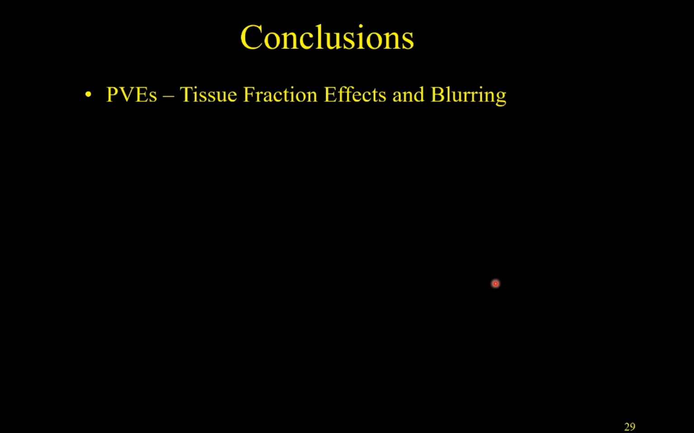So to conclude, PVEs, partial volume effects, take the form of this tissue fraction effect where a given voxel is spanning two different tissue types or two different ROIs, and blurring. Blurring might not be important in MRI, or it might be, depending upon how much T2 star blurring you have. We assume that this mixing is linear. Is that really going to be the case? I'm not entirely sure. I'm a little dubious of it in PET, and it wouldn't surprise me if that was an assumption that was violated in MRI as well.